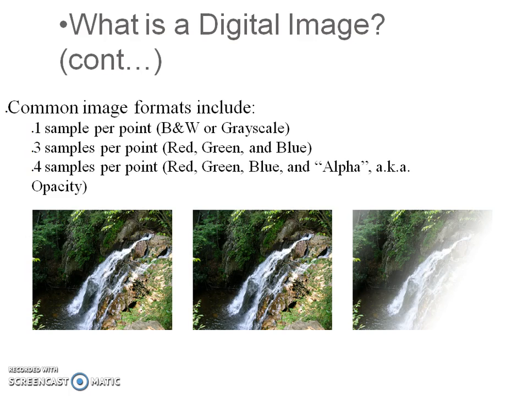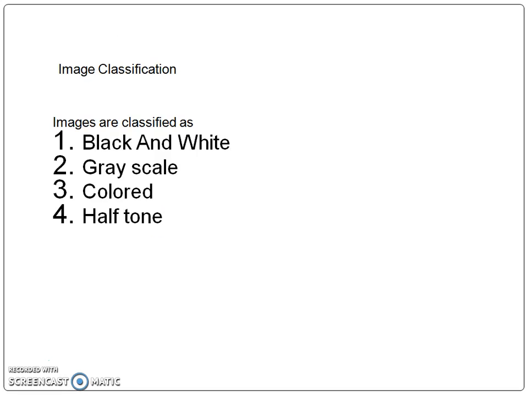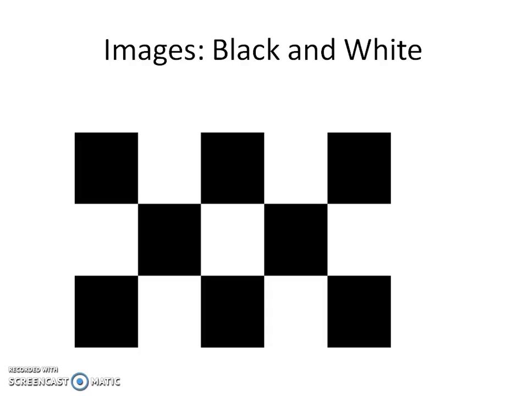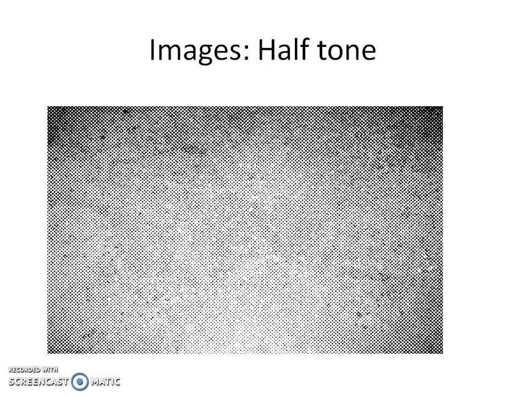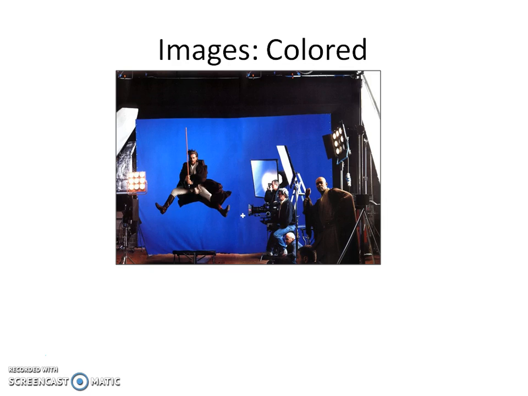color image. So basically images are classified into 4 categories: black and white image, grayscale image, colored image and half-tone image. By looking at the image, the user will be able to classify that image. This is an example of a black and white image, which uses 2 levels, or 1 bit per pixel, to represent the image. This is a grayscale image, gray level image, half-tone image, and this is the colored image.